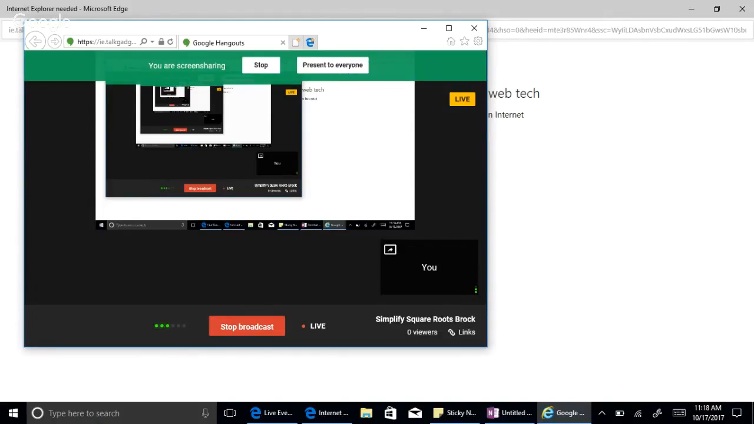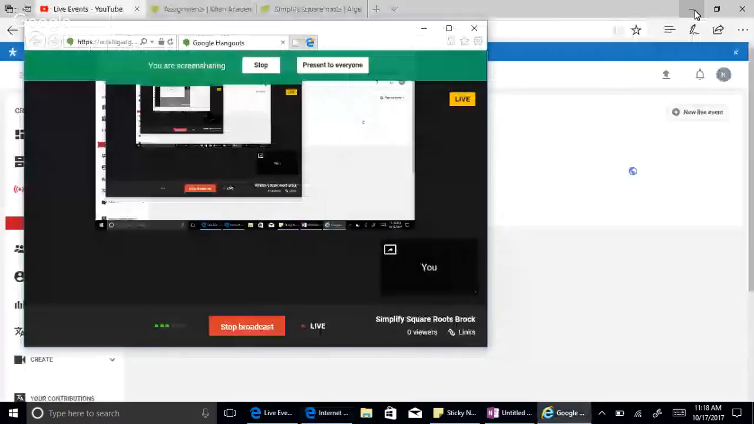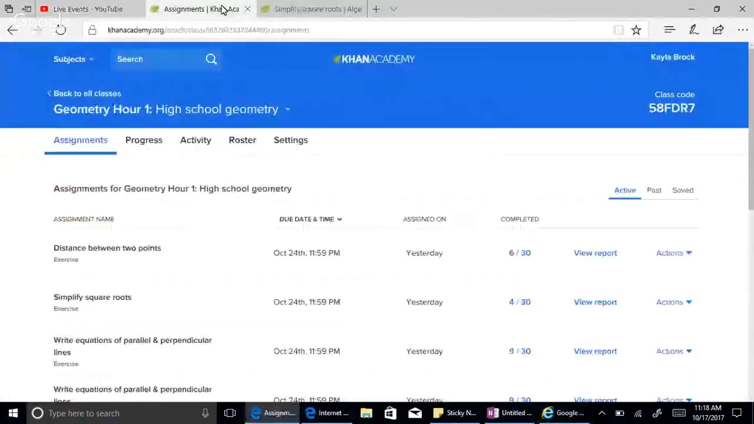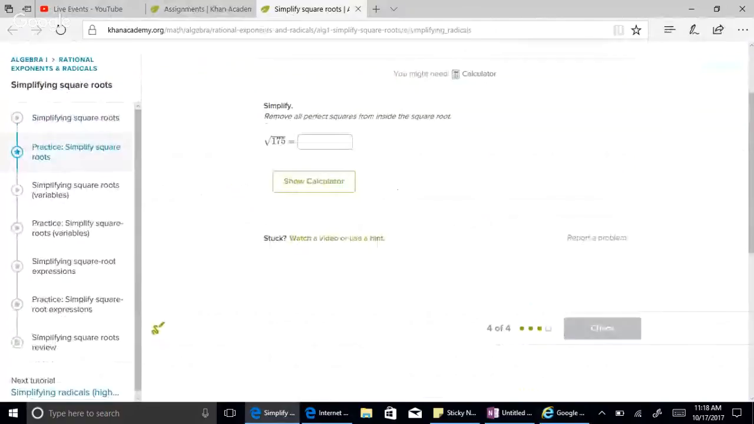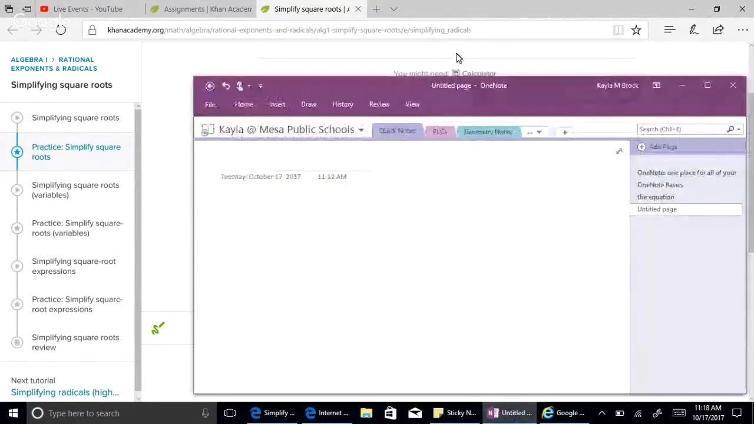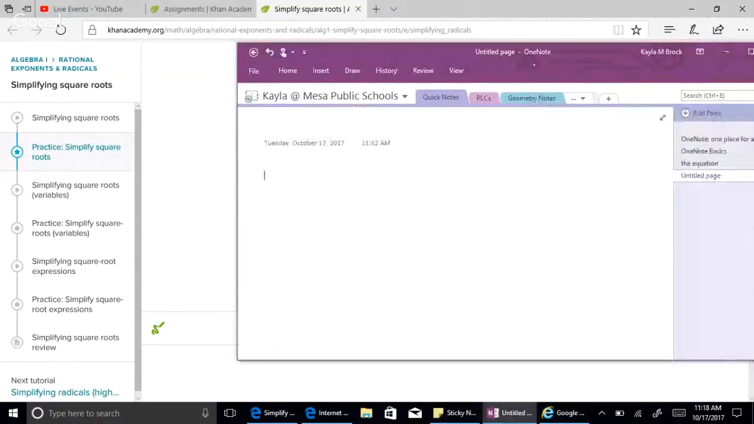So what we're going to look at is simplifying square roots. And we want to be able to minimize the screen and look at simplifying square roots on Khan Academy. So the first question says the square root, do it on the OneNote, the square root of 175. And so what you need to do is think about the factors of 175.